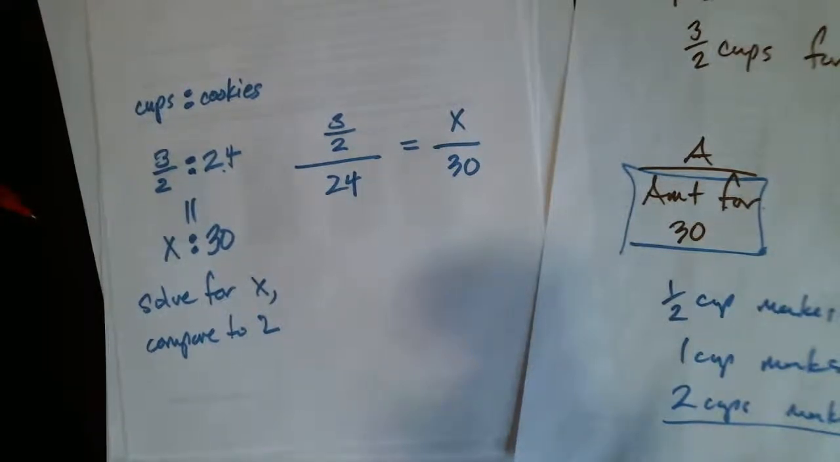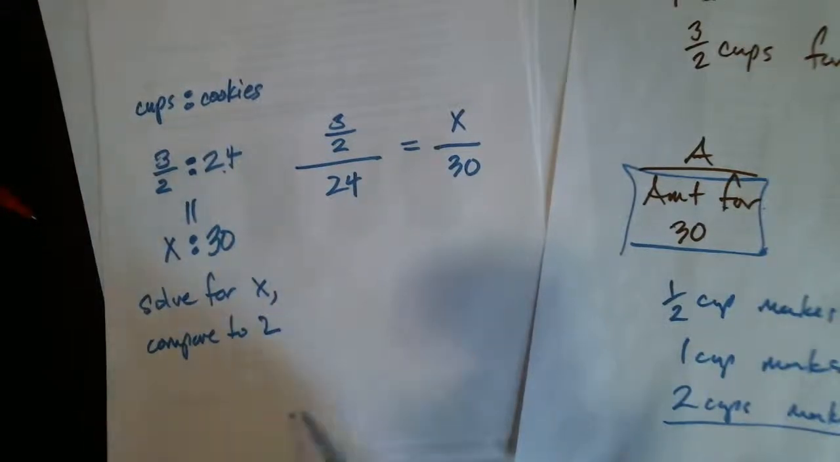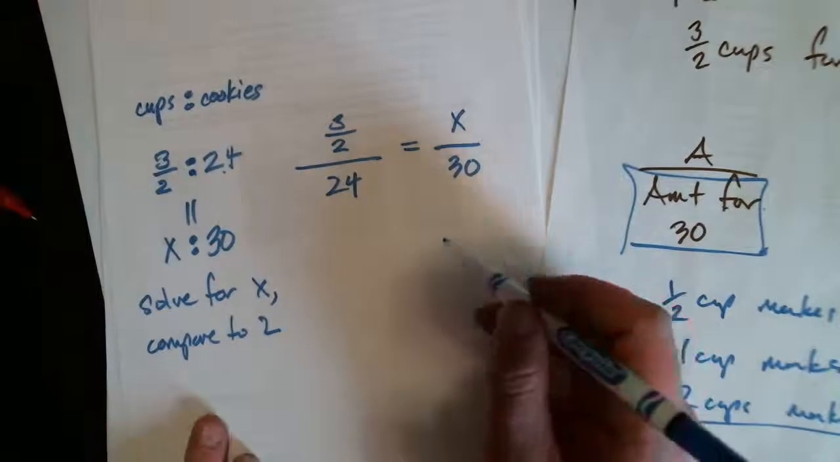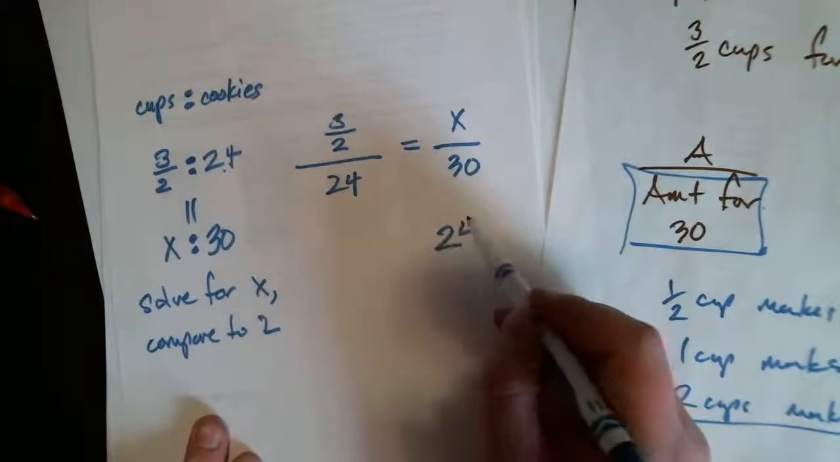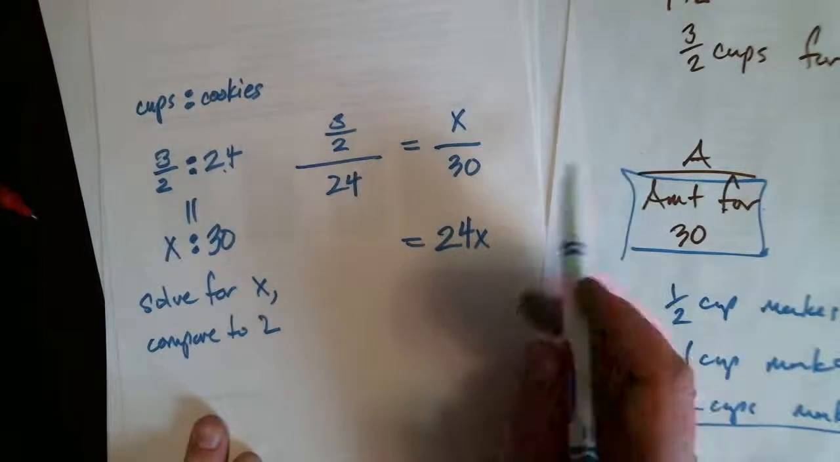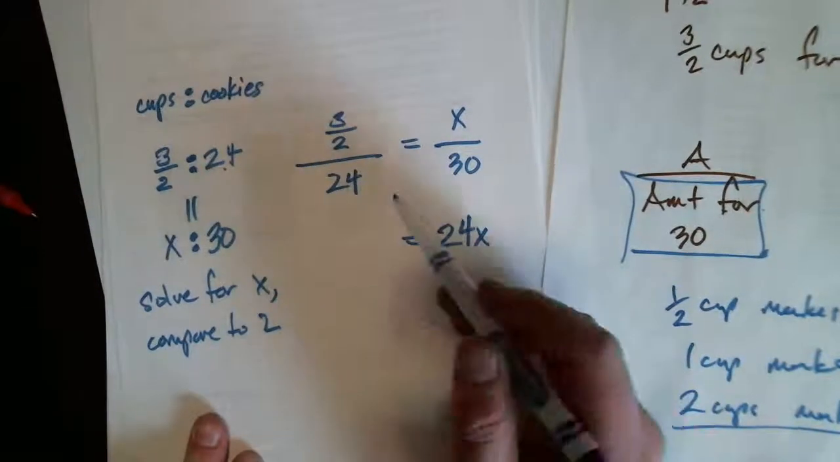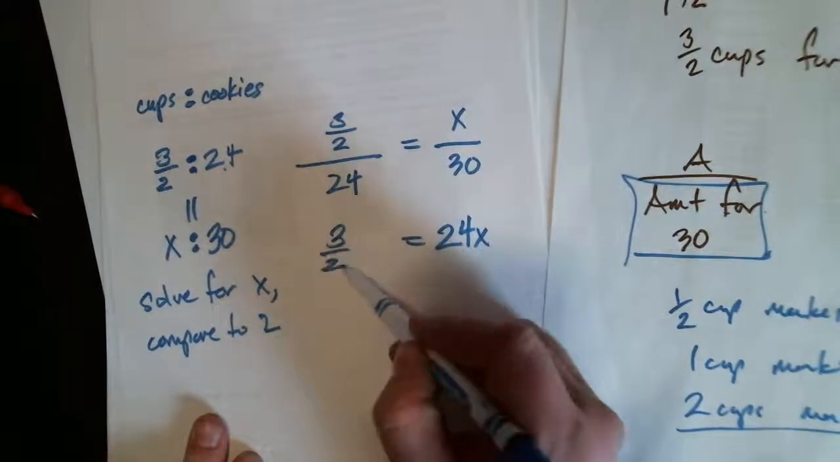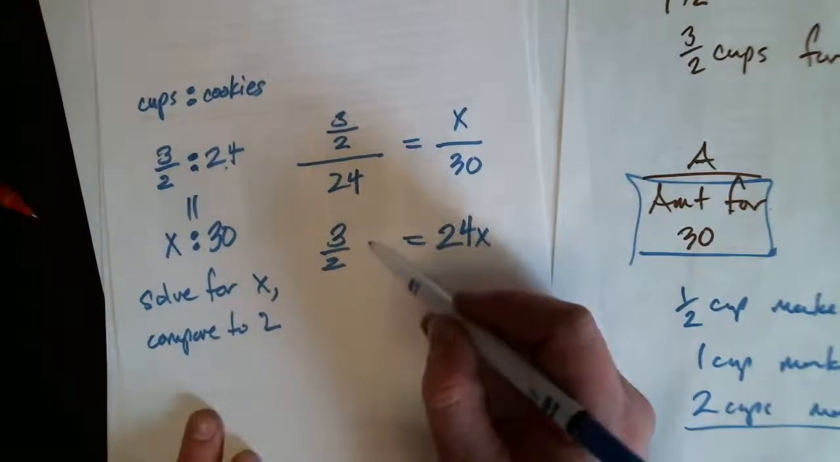X equals 2, right? No, wait. So how do you solve for x here? I cross multiplied 24 and x and got one side, which is 24x. And over here you have 3/2 of 30, and the denominator.